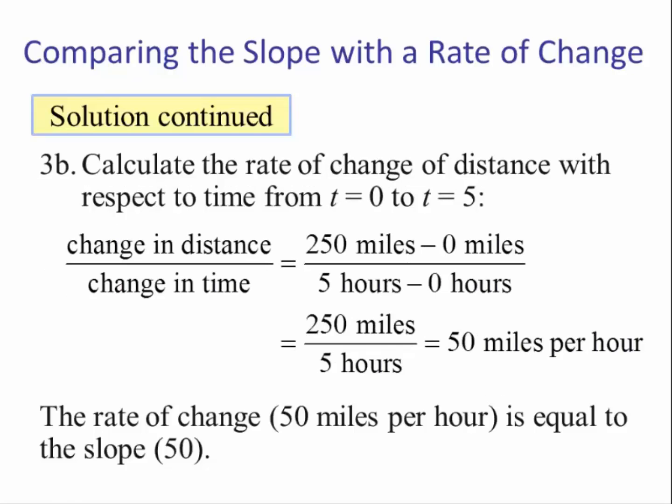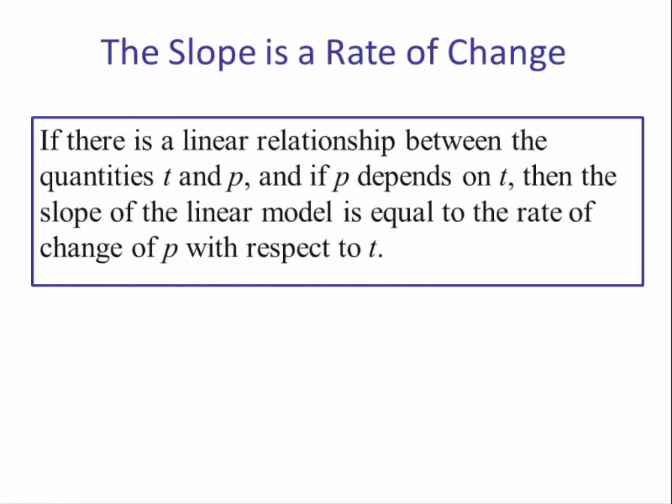Now if we pick a second set of points, say when t equals 0 and t equals 5, we have the change in distance, 250 minus 0 over the change in time, 5 hours minus 0 hours. We have 250 miles over 5 hours, which is 50 miles per hour. And again, this is equal to our slope of 50. If there is a linear relationship between the quantities T and P, and if P depends upon T, then the slope of the linear model is equal to the rate of change of P with respect to T.